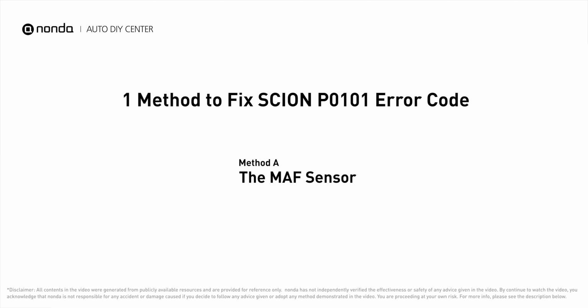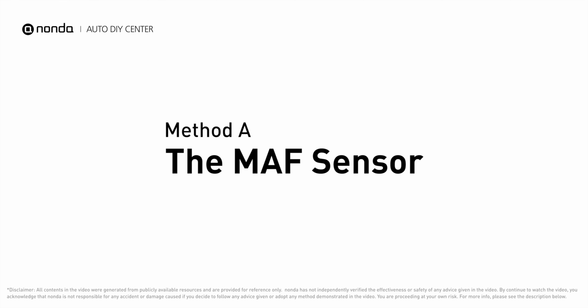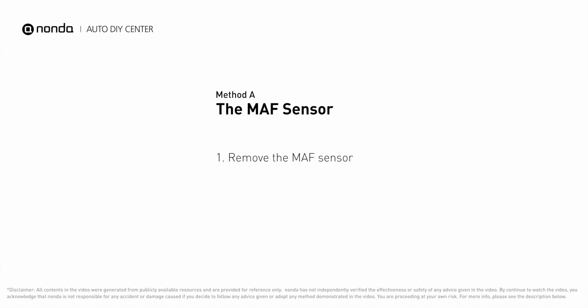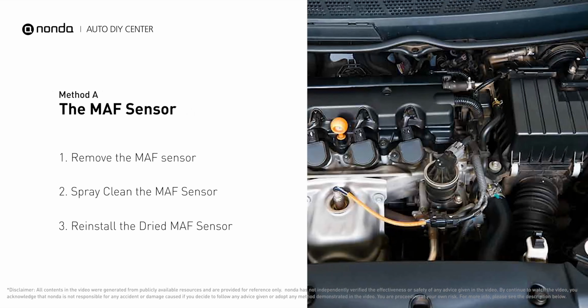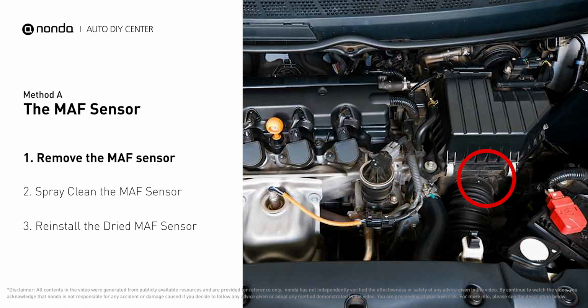Here are one of the most practical solutions to fix Scion's P0101 error code. Method A, MAF Sensor. MAF sensors are located between the air filter and the throttle body.